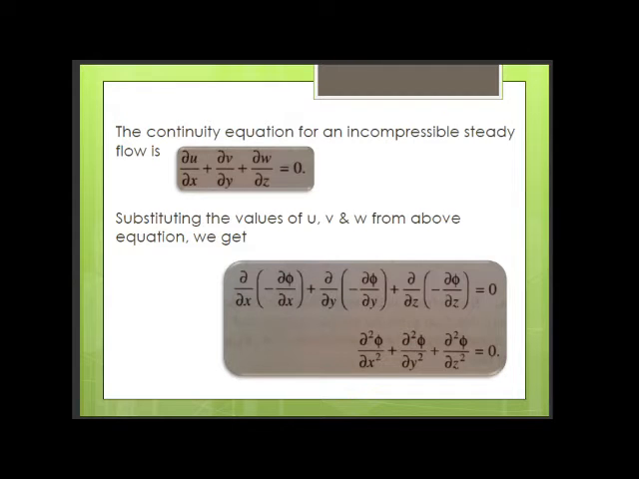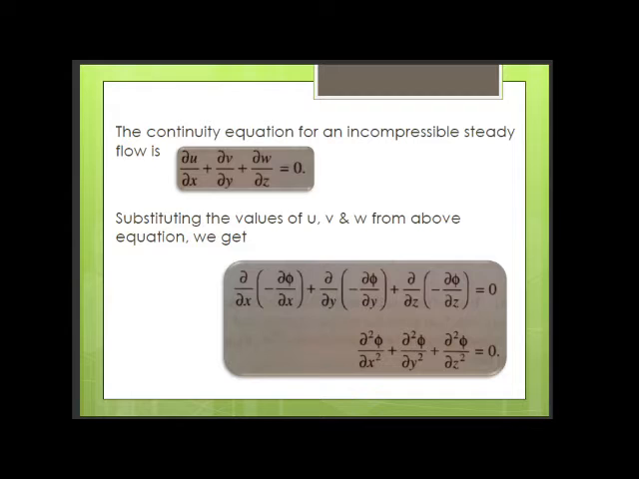As we know, for incompressible steady flow, the continuity equation is dou u by dou x plus dou v by dou y plus dou w by dou z is equal to 0. This is the continuity equation for incompressible flow, for the three-dimensional case. When the flow is considered as three-dimensional, the equation is this.